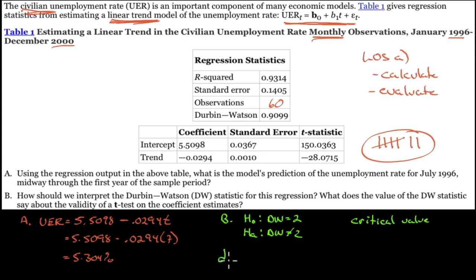So we will extract a DL, lower limit, and a DU. I'm not going to show the table, but if you look it up, you'll get 1.55 on the lower limit and 1.62 on the upper limit. We knew from eyeballing this we were going to reject it. So we have serial correlation. We can reject the null hypothesis and accept the alternative. Well, what does this tell us about the validity of the t-test? It tells us that when we have serial correlation, the standard errors are going to be underestimated.